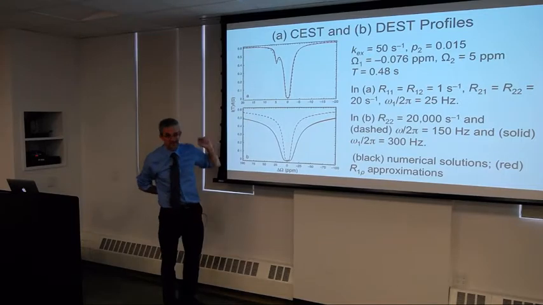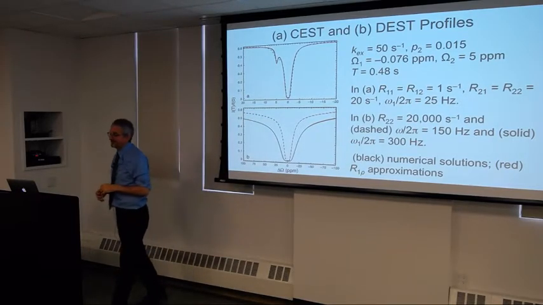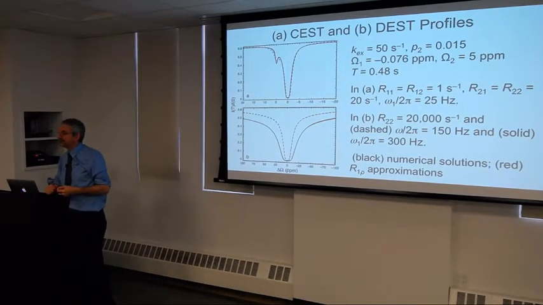And this is called DEST, for dark state exchange saturation transfer. The idea is the fibril is a dark state. Its line width is so broad we can never measure it.